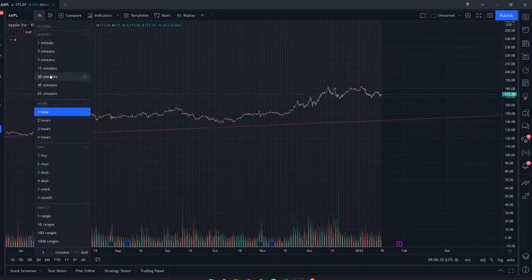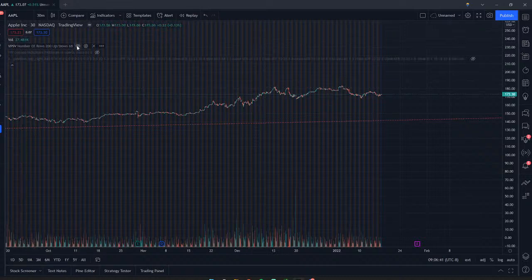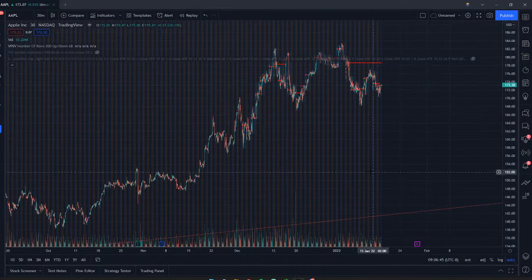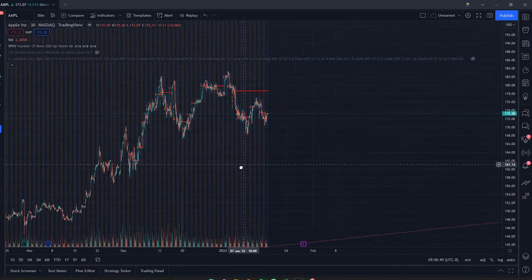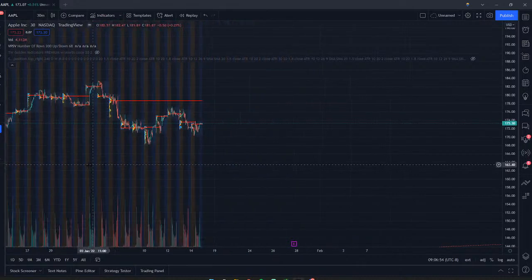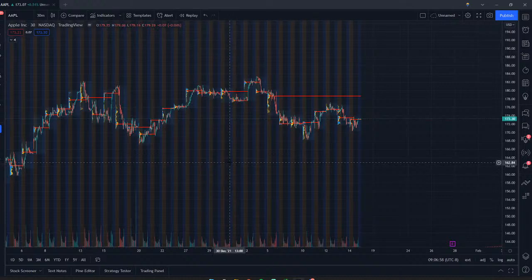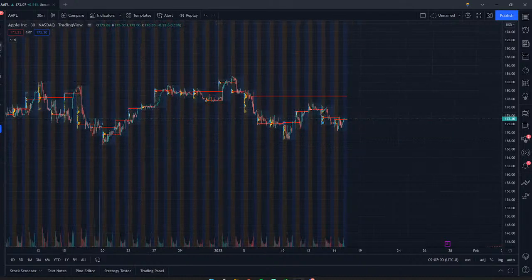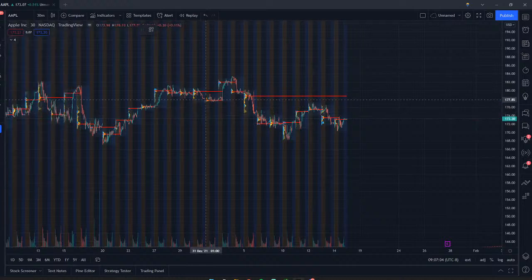All right, so once I get to the 30-minute, I turn on my volume profile. And from here, I like to plot out my POCs and virgin POCs, and I label them. I only plot the ones that are of interest as far as trading.